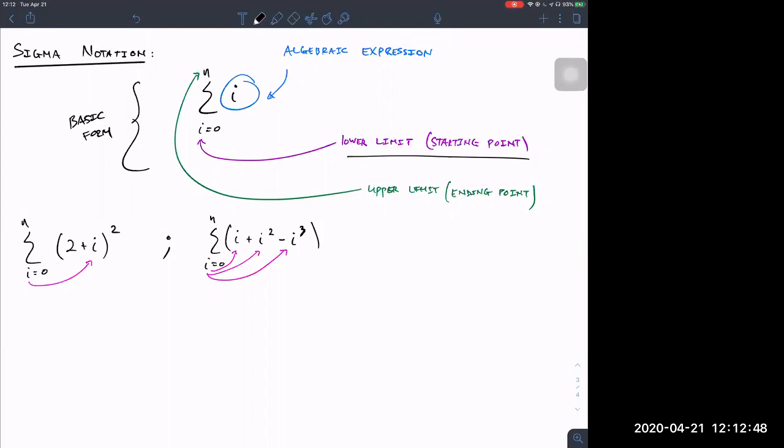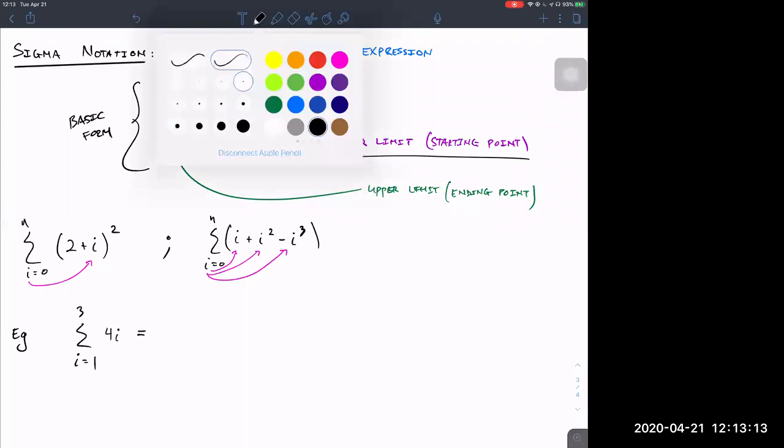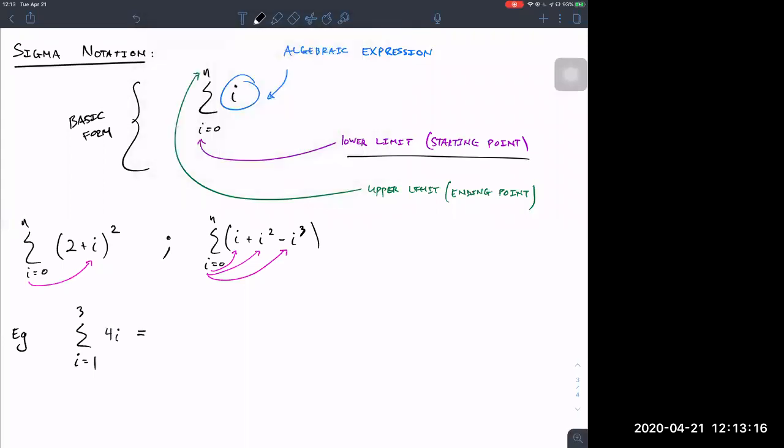So say we have, for example here, a summation that starts at 1. We're going to go only to 3. And the expression is going to be, say, 4i. Okay? What this means is that this is equal to 4.